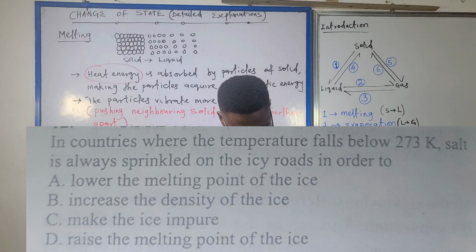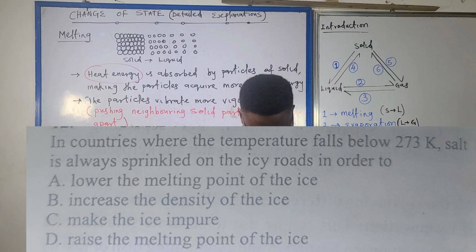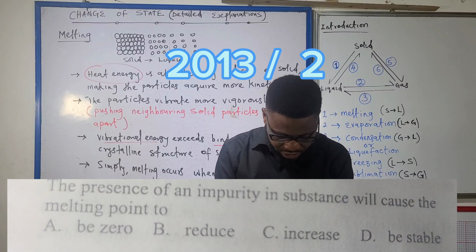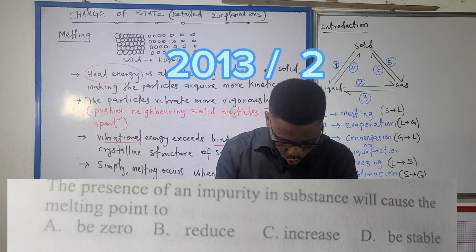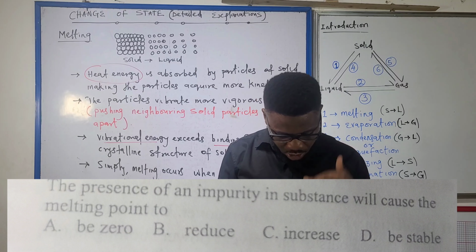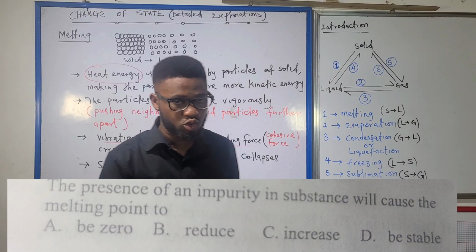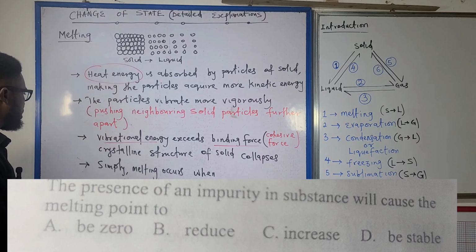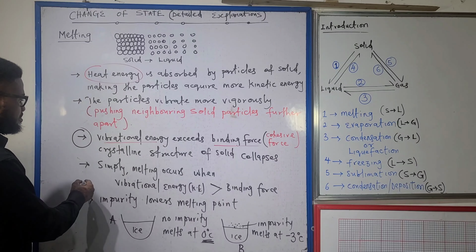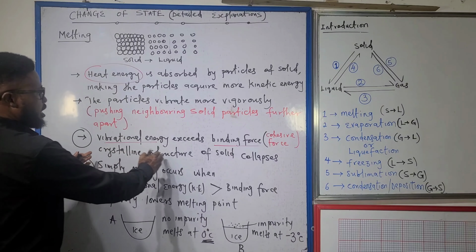Look at another question, UTME 2013 question 2. The presence of an impurity in a substance will cause the melting point to reduce. It decreases the melting point temperature. So don't forget that. This here is also a UTME question. When does a solid melt? When does the crystalline structure collapse?